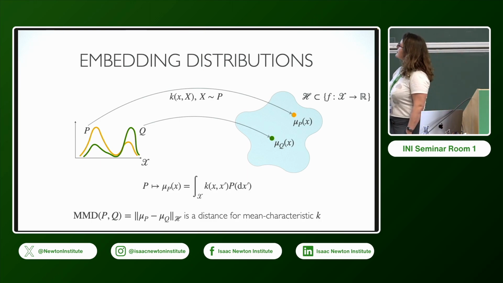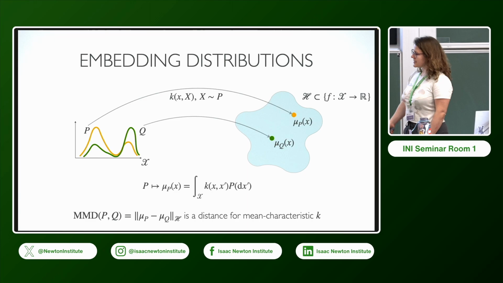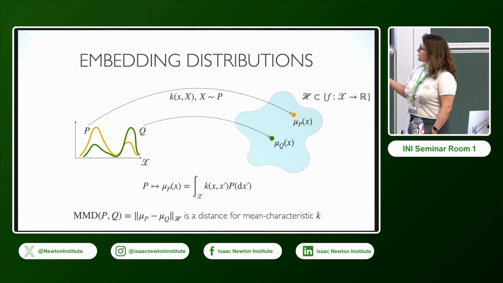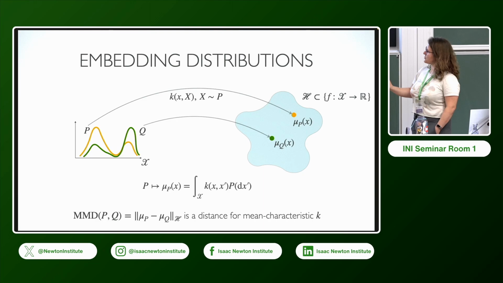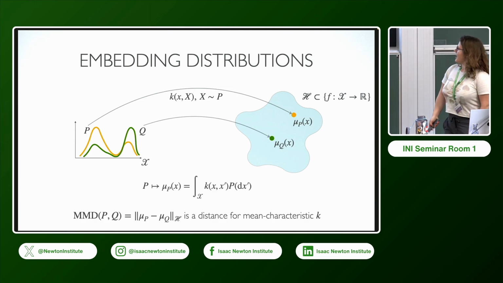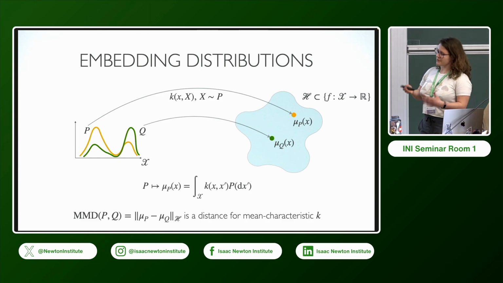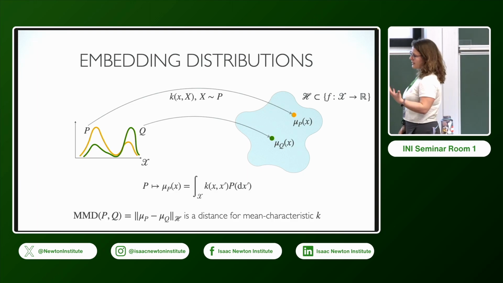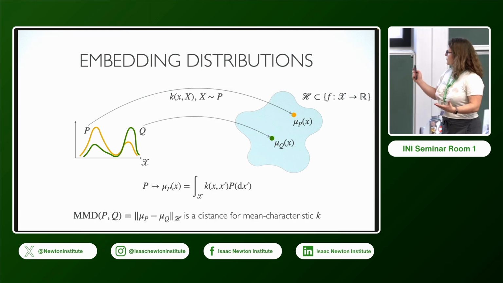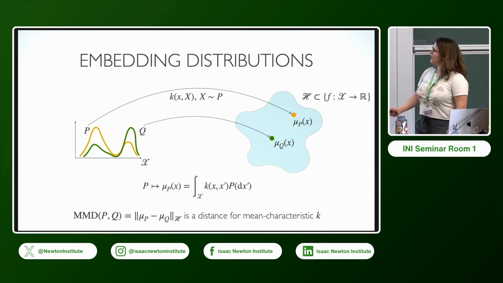Since the RKHS is an inner product space, this naturally leads us to a discrepancy between the distributions, which is just measuring the distance between the kernel mean embeddings in the RKHS. And this discrepancy, called maximum mean discrepancy, is a distance for a class of kernels called mean characteristic. In the literature, they're called characteristic, but for the context of this talk, we'll be talking about other types of characteristicness, so I'm going to call these mean characteristic kernels, which are kernels for which this mapping is injective, and thereby MMD is a distance.